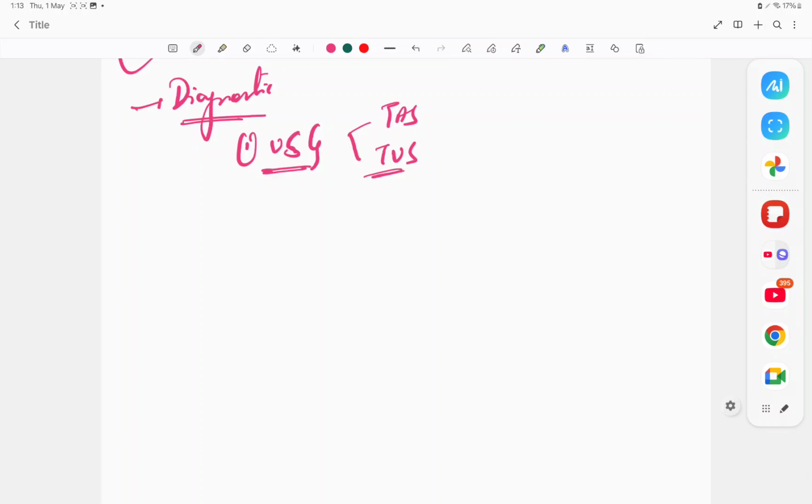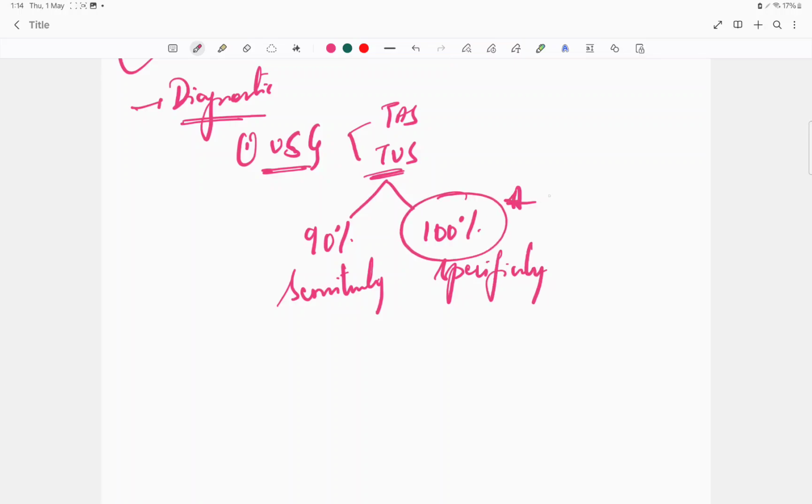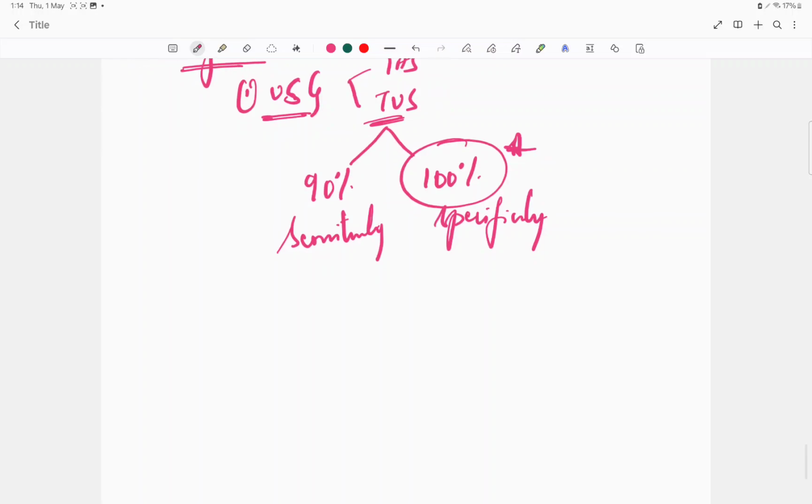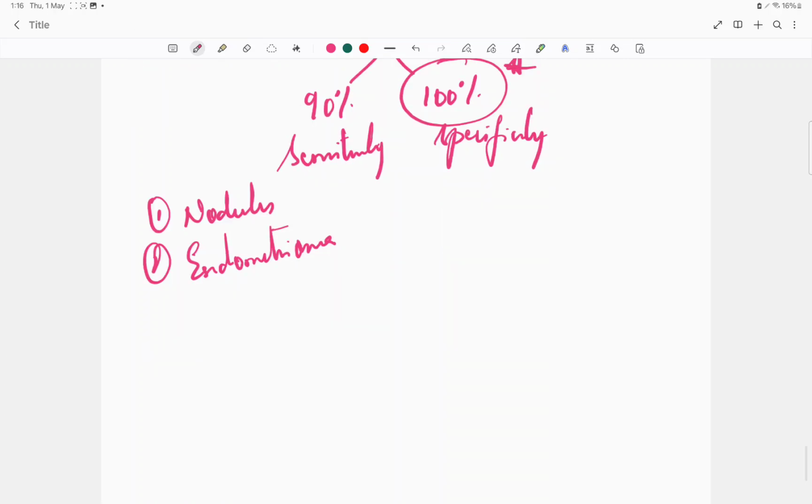So what are the things that we'll see? This transvaginal scan, as I told you, has very high sensitivity. Almost 90% sensitivity and 100% specificity. So this was asked in exam. 100% specificity in endometriosis can be seen in the case of transvaginal scan. First thing is to identify the nodules. Second thing is endometrioma. So nodules and endometrioma can be identified with great sensitivity and specificity.